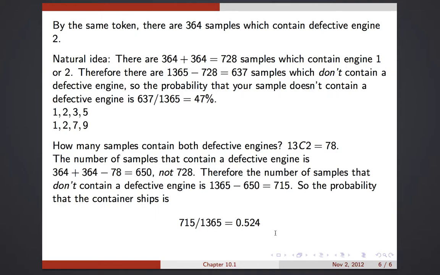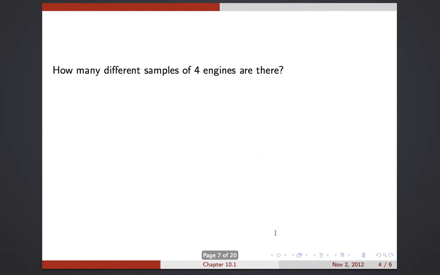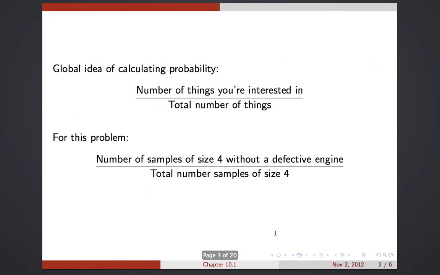Okay, so we have an answer here, but let me just again re-emphasize what we did. So here's the global idea again. We counted the number of things we were interested in. Now that counting was not easy. Calculating the number of samples of size 4 that don't have a defective engine was not easy, but we did it. And then we divided by the total number of things in the universe that we cared about. We divided by the total number of samples of size 4.